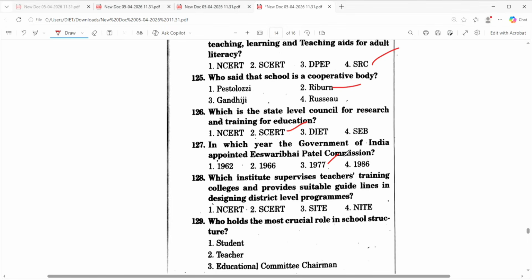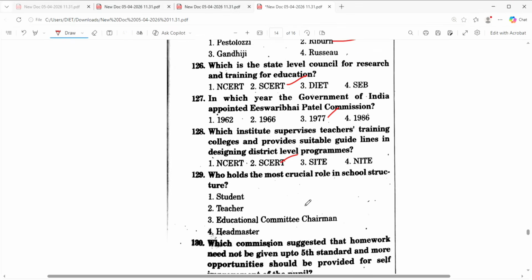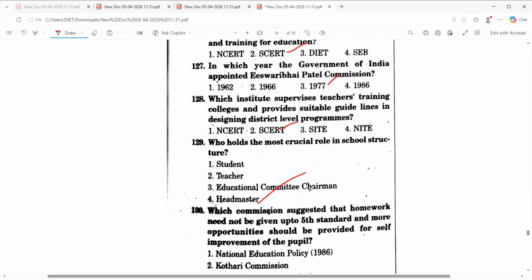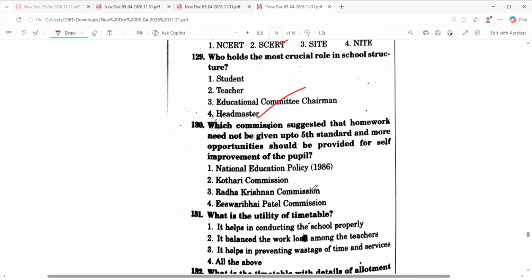Which institution supervises teacher training colleges and provides student guidelines for designing district level programs? 128 is nothing but SCERT. Who holds the most crucial role of school structure? So we have teacher and all these things, but actually headmaster. Which commission suggested that homework need not be given up to 5th standard, right? So which is the committee? Please guess. Can anybody guess that one? Right, again you see 130 is nothing but Ishwarbhai Patel Commission.